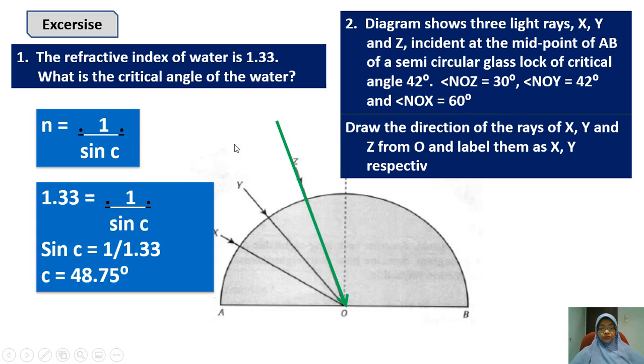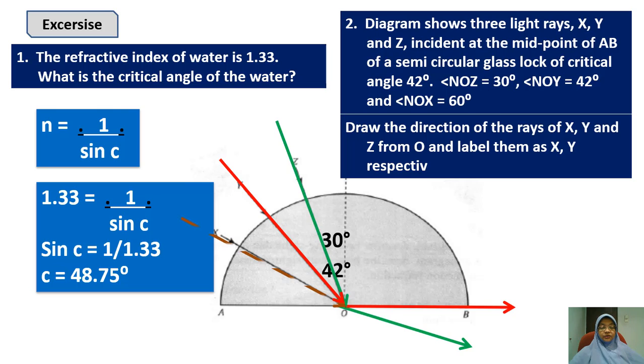We start with 30 degrees. 30 degrees is less than 42, so it will refract away from the normal line like this. Y: the incident angle is 42 degrees, and compared with the critical angle, they are equal, so it's on the boundary. Next, the angle is 60 degrees. 60 degrees is larger than the critical angle, so total internal reflection occurs, and the reflected ray angle equals 60 degrees.